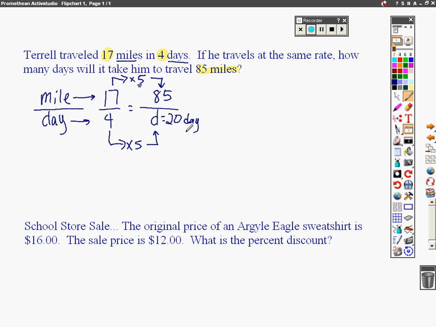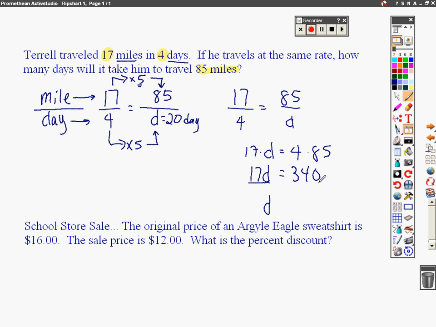All right, if you wanted to use the cross product strategy, 17 over 4 is equal to 85 over D. We cross multiply, we get 17 times D, that's equal to 4 times 85. Combining like terms, we get 17D is equal to 340. And to get D by itself, we have to divide each side by 17. And what we're left with is 20 days.